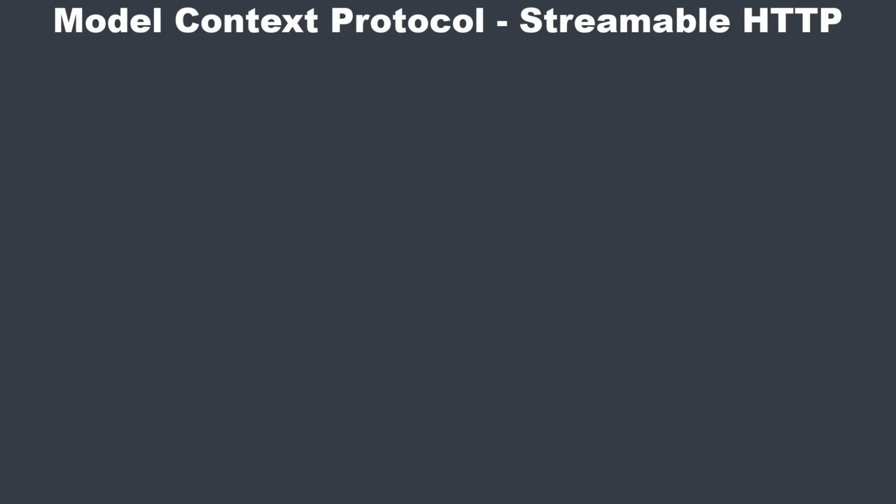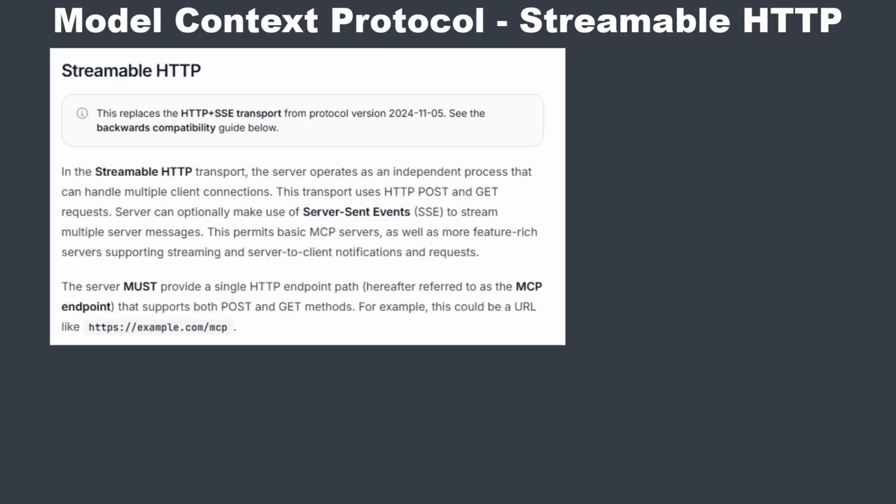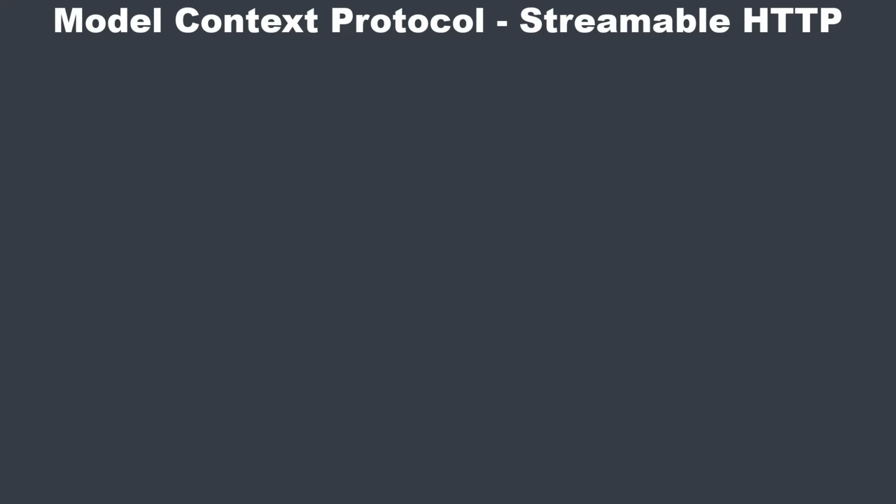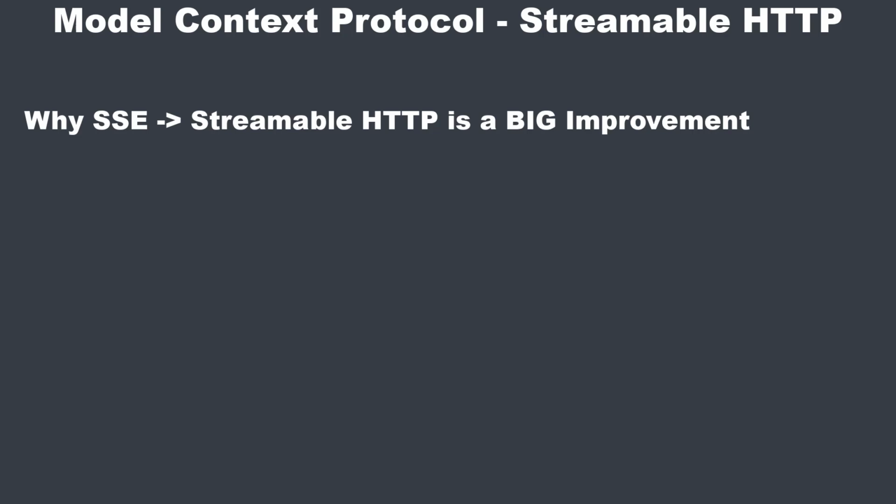Anthropic's MCP protocol has undergone some significant changes, and arguably the most impactful is the shift from SSE as its transport method to Streamable HTTP. In this video, you'll learn why this transition is a major improvement for the protocol and significantly enhances its capabilities.